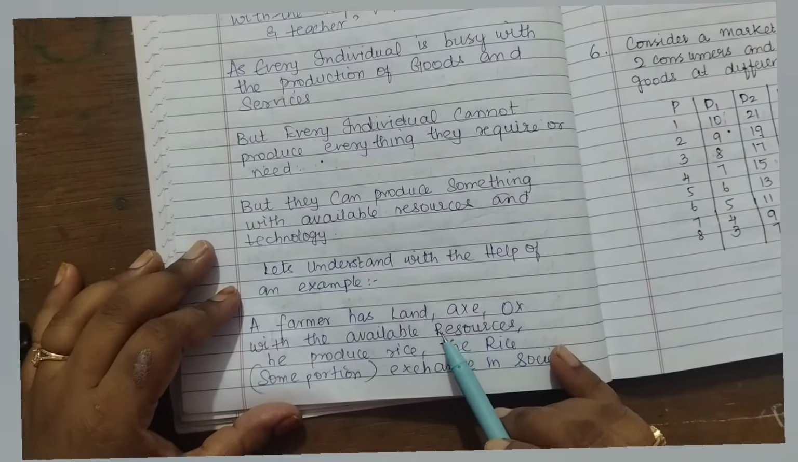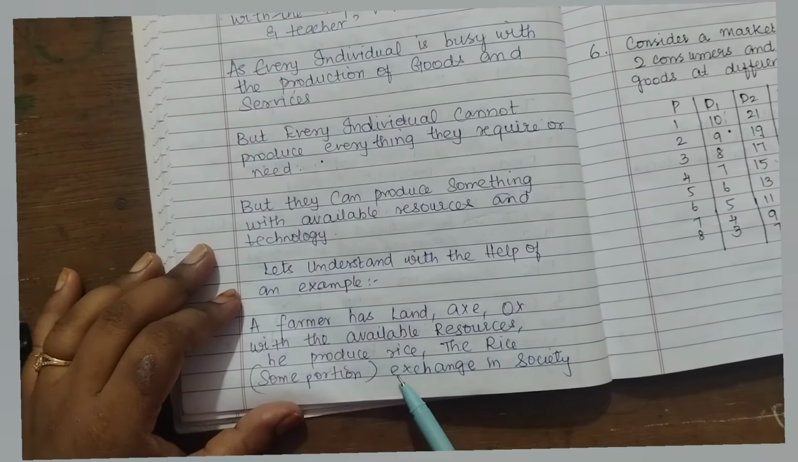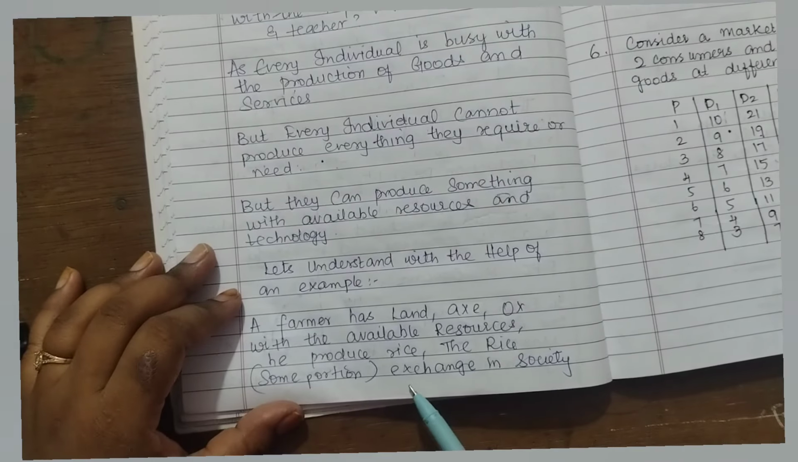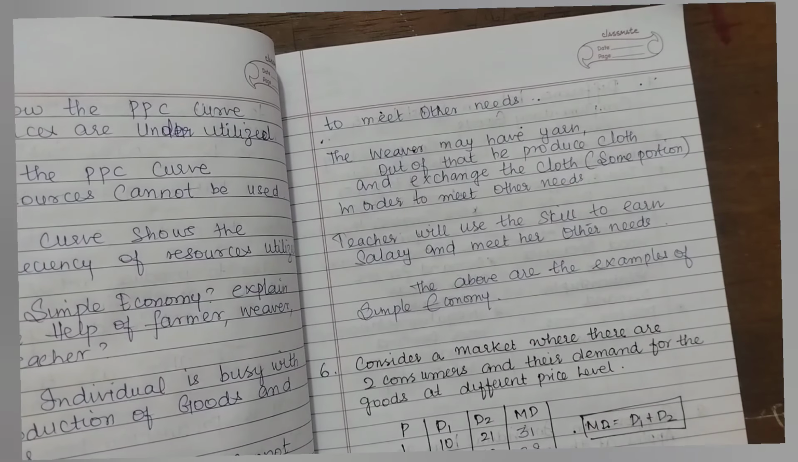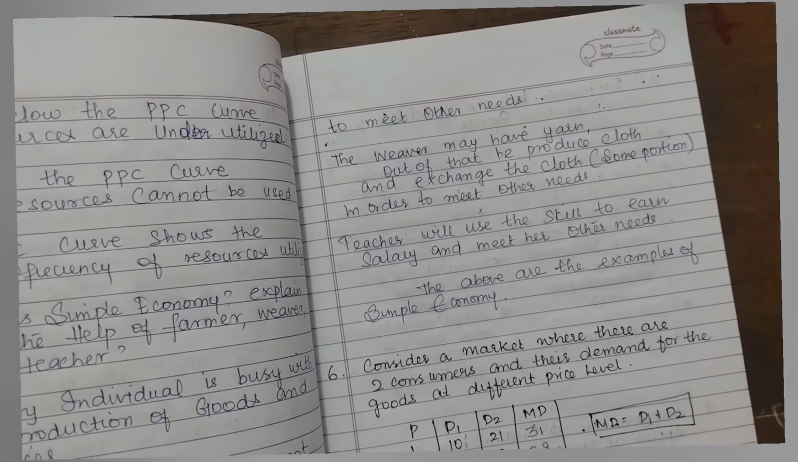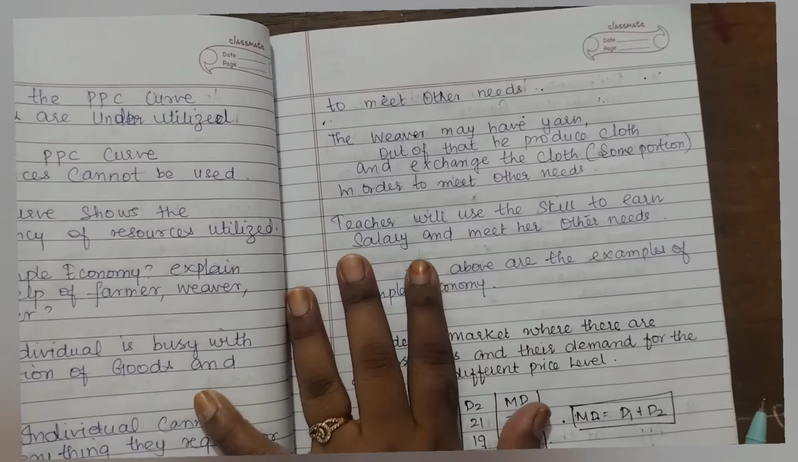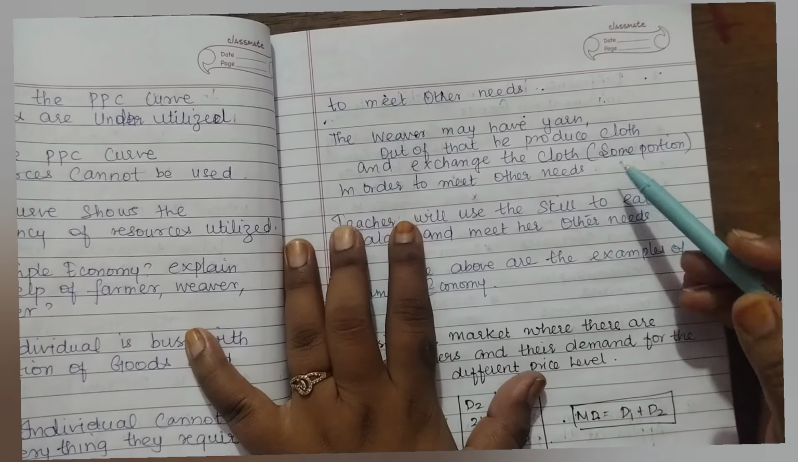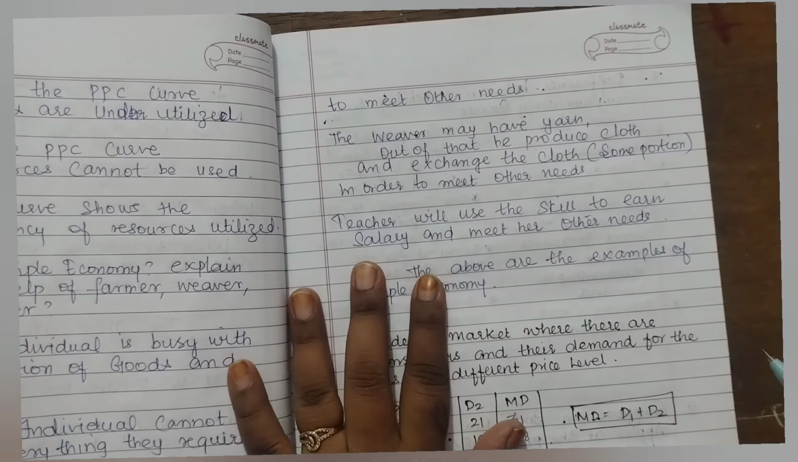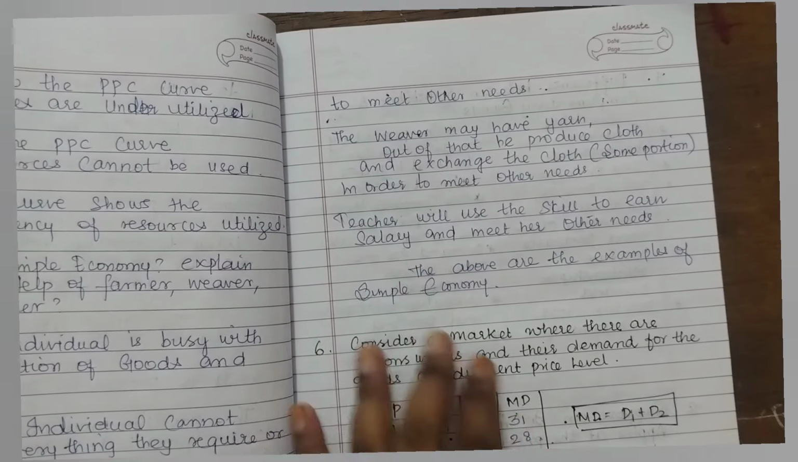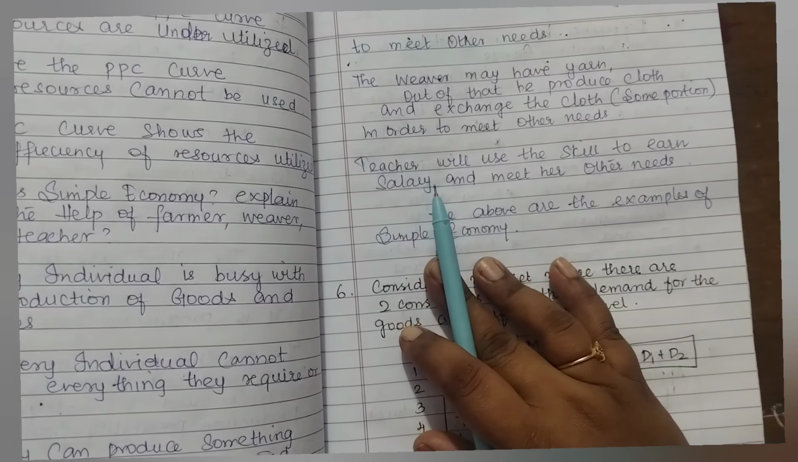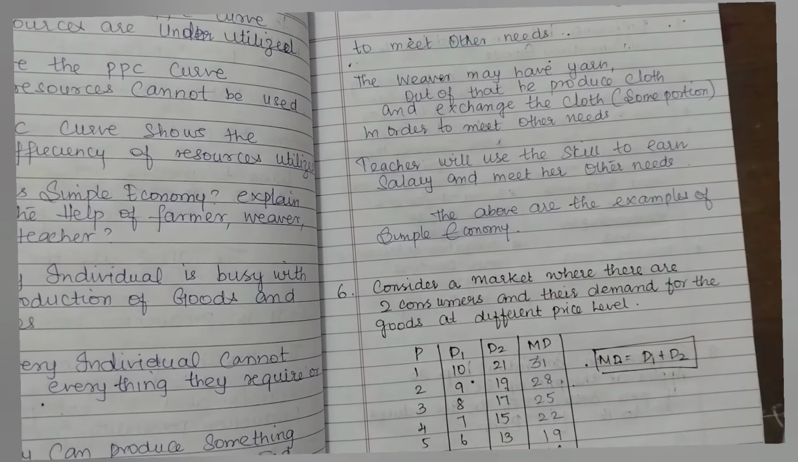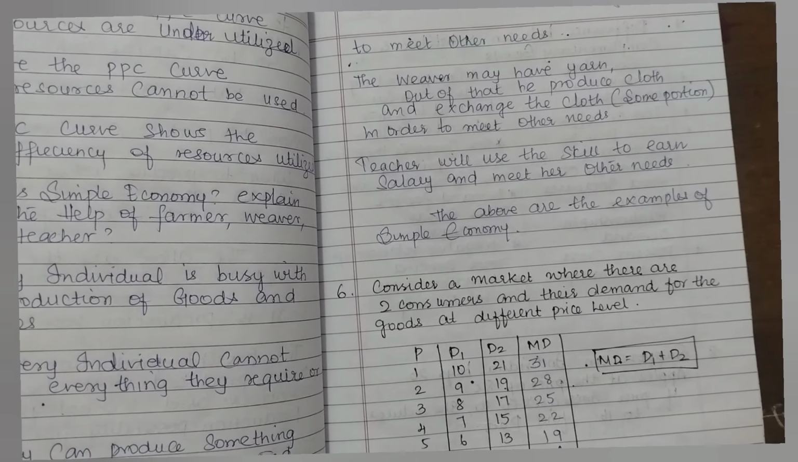A farmer has land, axe, ox. With the available resources, he produces rice. Some portion of the rice he keeps for himself, and the rest he exchanges in the society in order to meet other needs. The weaver may have yarn. Out of that, he may produce cloth, and some he may keep for himself, and some portion he will exchange in the society in order to meet other needs. The teacher will use her skill to earn a salary and meet her other needs. She might not be producing anything, but she will use her skill in order to get the salary. The above are examples of a simple economy.